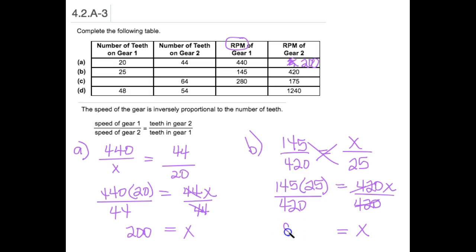This one's a little bit unique. Most of these come out to a nice whole number, but this one doesn't. In the instructions, it says round to the nearest whole number. And so we would want to round this up to 9. So our answer here would be 9 teeth on gear 2.